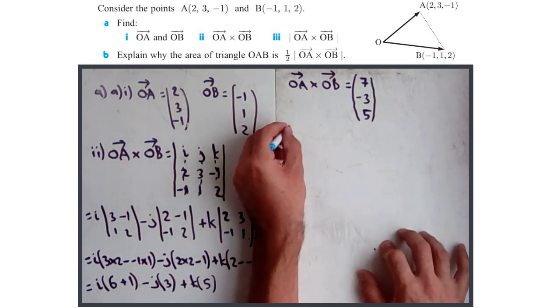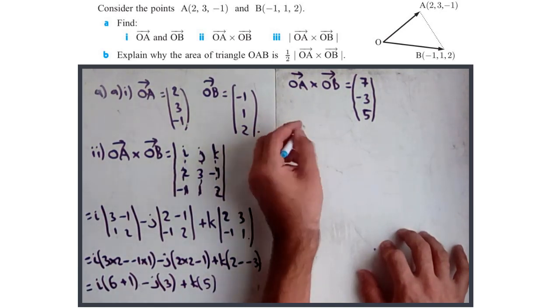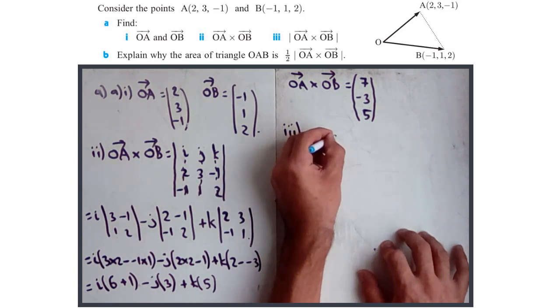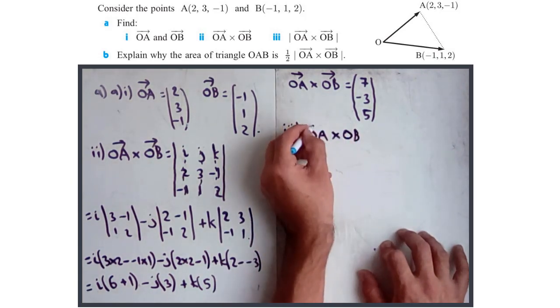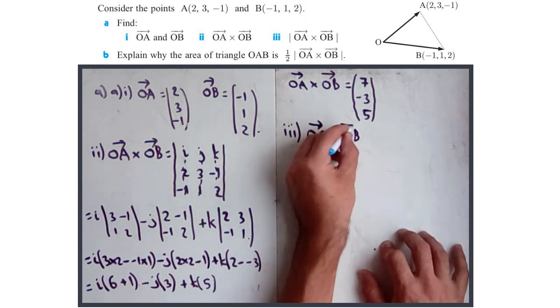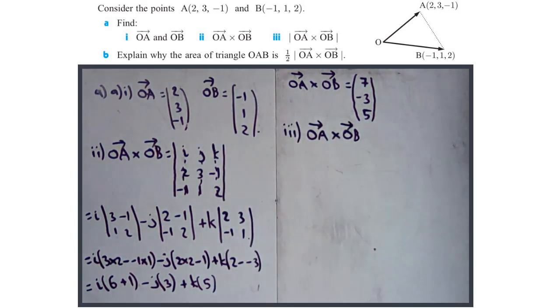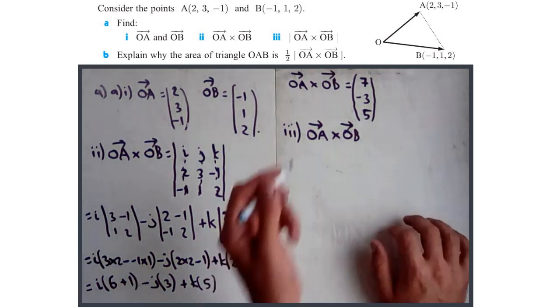So the magnitude of OA times OB, say times, I mean cross. Remember, vectors, as in multiplying vectors, that's an ambiguous term. There's a dot product, a scalar product, and there's a cross product, a vector product. You don't multiply vectors as such.